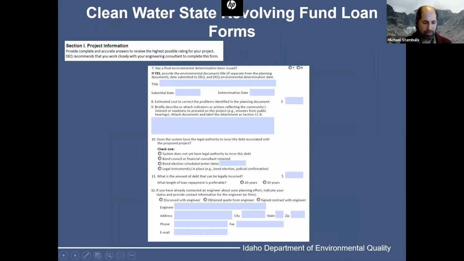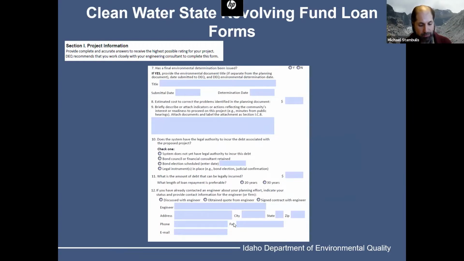Okay, thank you, Alicia and LaDon. And we're getting back to the next sections of the form. We're still in section 1, the project information. This page includes a question that asks for the status of your environmental determination. Has a final determination been issued?